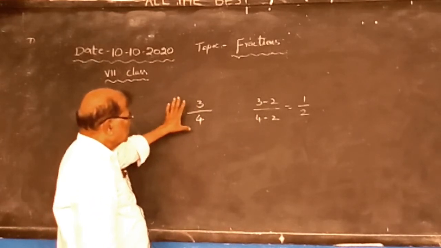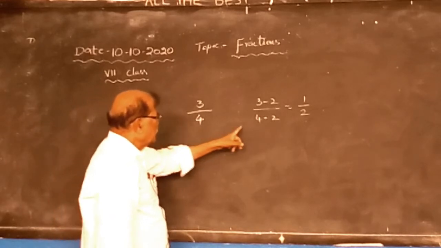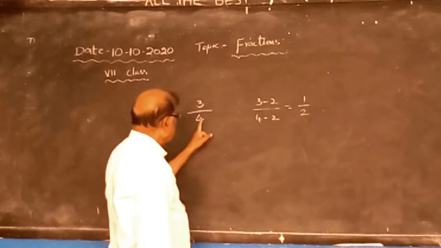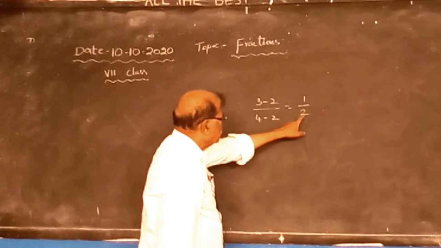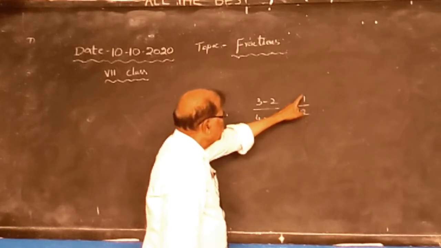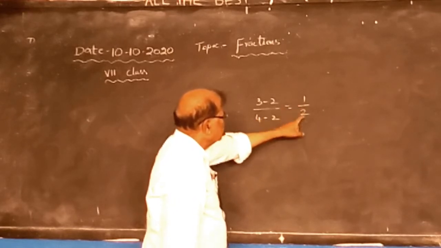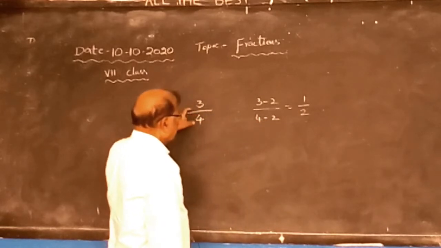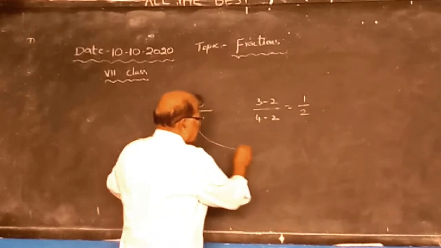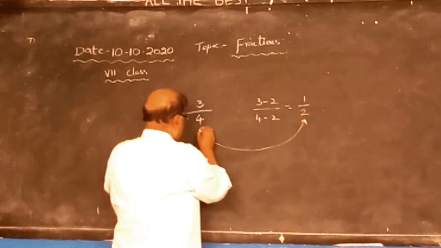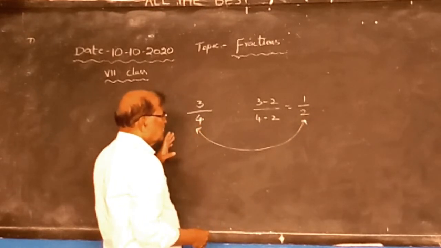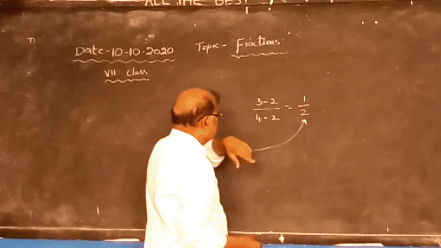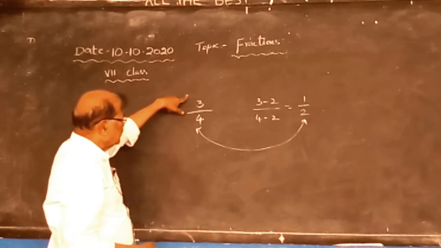So, see here, if you want to make the denominators equal, this should be multiplied by 2. 2 2s are 4, 2 1s are 2, so 1 by 2 is 2 by 4. So it is not equal. They are not equal. 2 parts are made, 1 part is taken, 4 parts are made, 3 parts are taken.